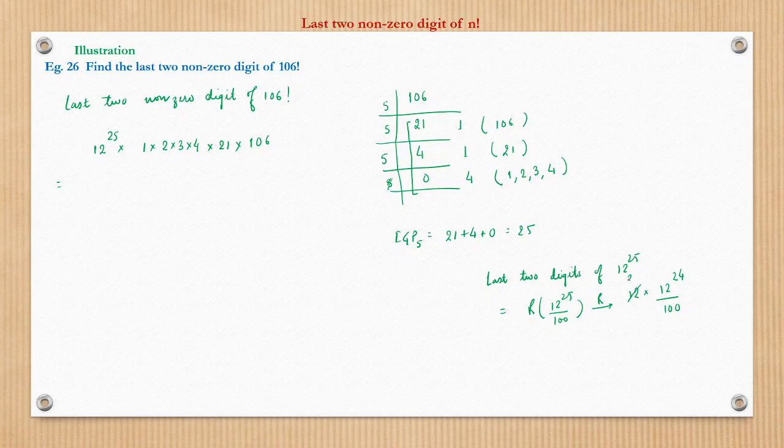4 will divide 12 three times. So here the common factor or cancellation factor is nothing but 4. So what remains is 3 into 12 raised to power 24 upon 25. Now we will concentrate on this part. What will be the remainder of 12 raised to power 24 upon 25?